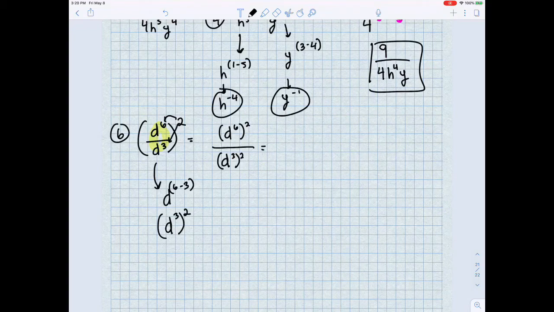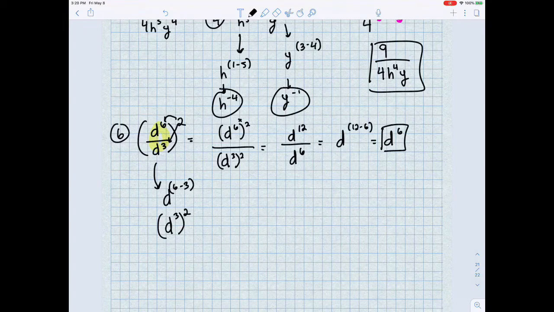So d to the 6th raised to the 2nd power, well, we multiply 6 and 2, so that's d to the 12th. Sorry, I'm jumping back and forth here. So I'm going to solve this top problem first. And then in the denominator, I have d to the third raised to the second power. I multiply those two together, so I have d to the 6th. Now I have d to the 12th power divided by d to the 6th, which is the same as d to the 12 minus 6 power, which is the same thing as d to the 6th.